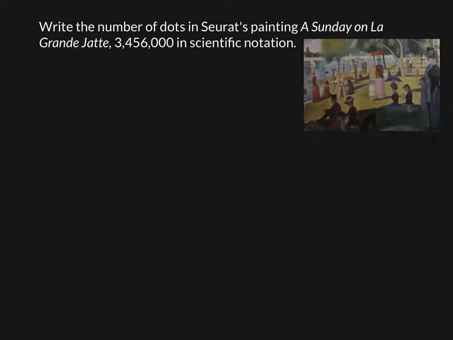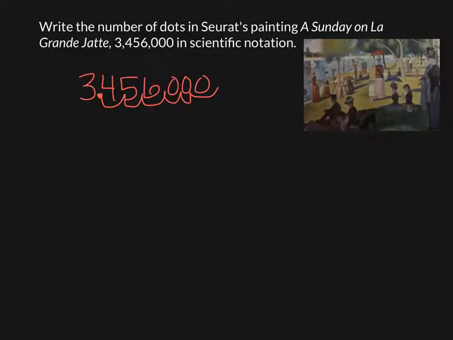Write the number of dots in Seurat's painting A Sunday on La Grande Jatte, I don't know how to pronounce that, 3,456,000, in scientific notation. Okay, so first step, move the decimal point so it is making a number that is greater than or equal to 1, less than 10, which would be right here. 3. 3 is greater than 1, less than 10.